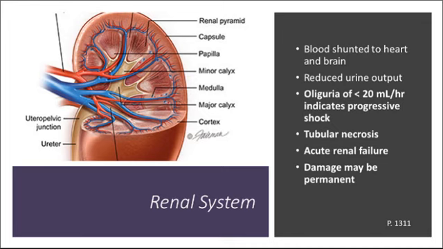Oliguria, the urine is decreasing and decreasing until it becomes anuric. The urine is more and more concentrated. It gets to the point where the kidneys are not doing anything. Tubular necrosis, because there's no perfusion to the tubules in your kidneys, in your nephrons, and you go into acute renal failure.